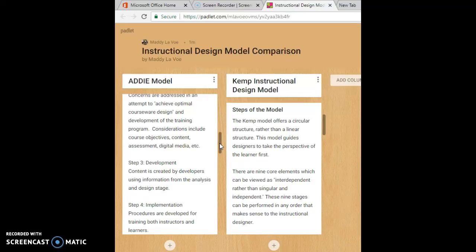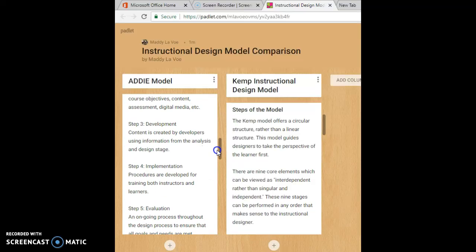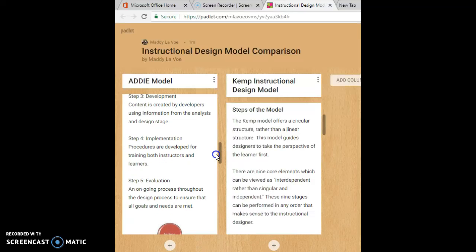Then it moves into implementation. Procedures are developed for training both instructors and learners. So it's to ensure that those who are teaching the course really have a firm understanding of the content and the lessons, and also thinking about how that will translate to the learner. And then the last step, which is really an ongoing step, is evaluation.